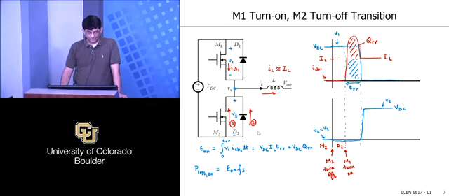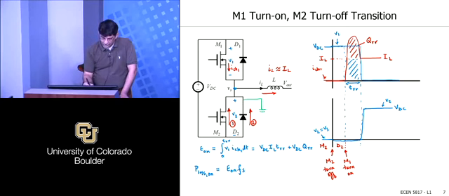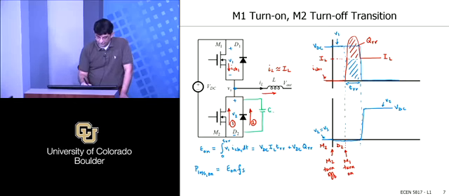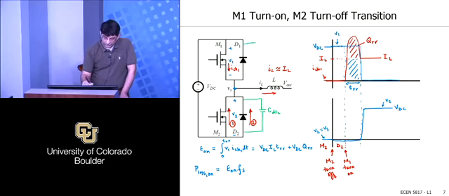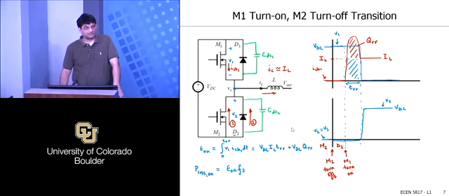So if I include the capacitors, suppose I do have C DS2 here, and I do have C DS1 here. Okay. How does that modify anything? First of all, do you think it will help?